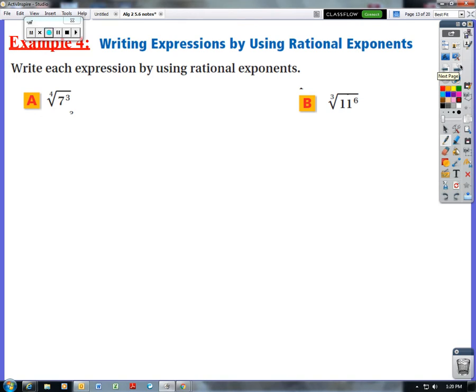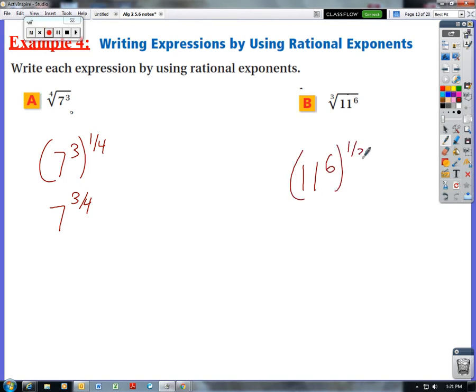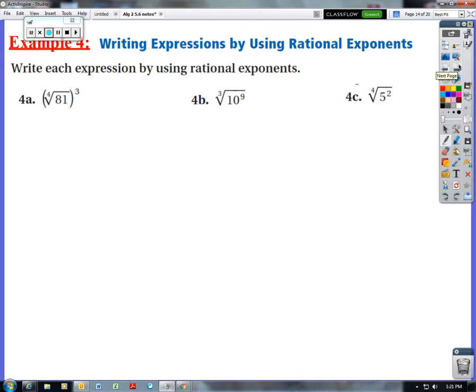Next. Write each expression by using rational exponents. Oh, I love rational exponents. As you can see, I've been using them all along. So I've got 7 to the 3rd, all of that to the 1/4. And then we want to simplify it by simply multiplying these together, so that's 7 to the 3/4. These ones are fun. 11 to the 6th, all of that to the 1/3. Multiply 6 times a 3rd and you get squared. 11 squared is 121. Okay, do these on your own.